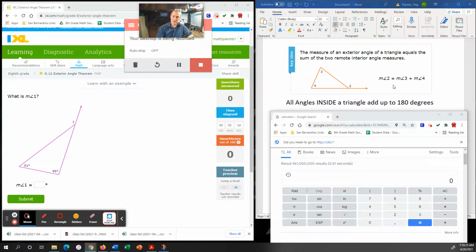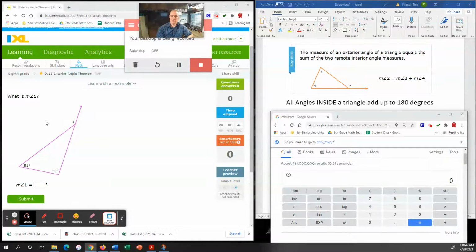So what we're doing is adding the opposite angles across from the exterior angle to get the missing measure of angle 2. Now, we're also going to use that all angles inside of a triangle must add up to 180 degrees. That's going to become useful as our SMART score goes up. Between those two things, that's all we're going to need for today. All right, let's go ahead and get started.